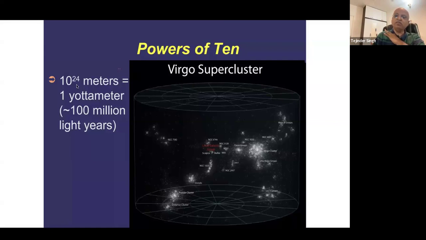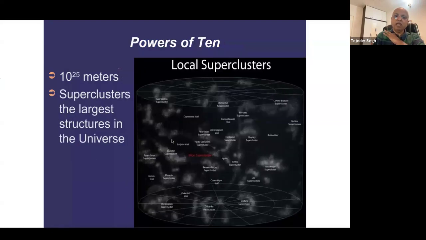I've added 24 zeros to 1. Next, each of these is a supercluster now. The Virgo supercluster is in the center. Inside the Virgo supercluster is our cluster. Inside our cluster is our galaxy. Inside our galaxy is our star. But just see the size of things.